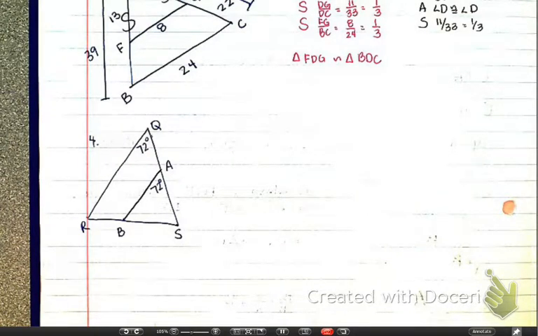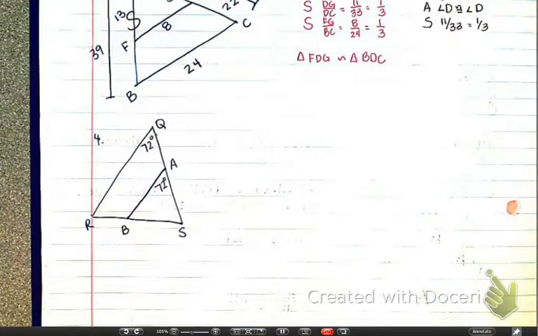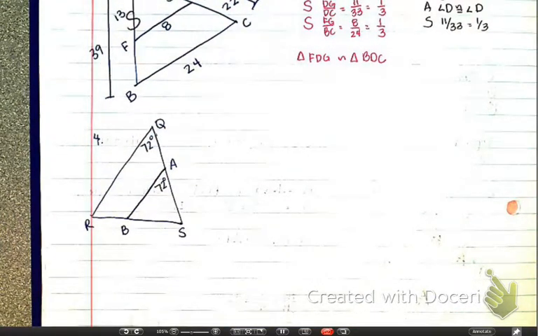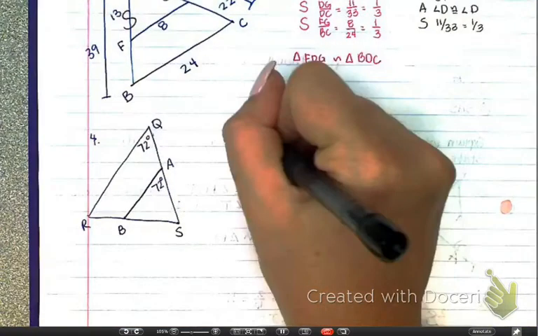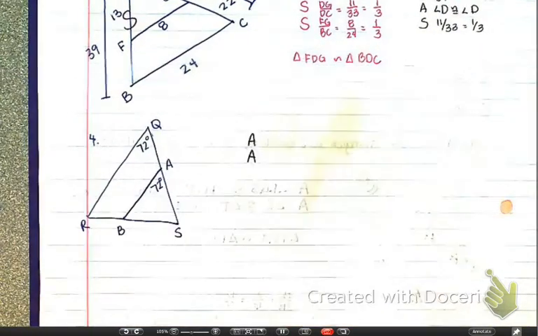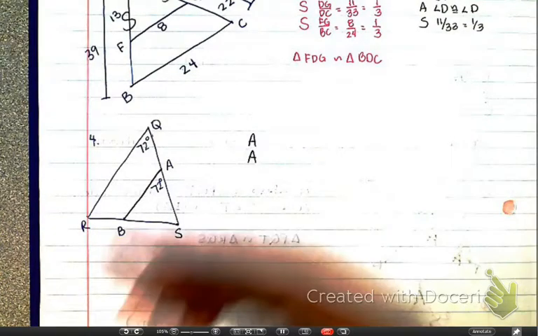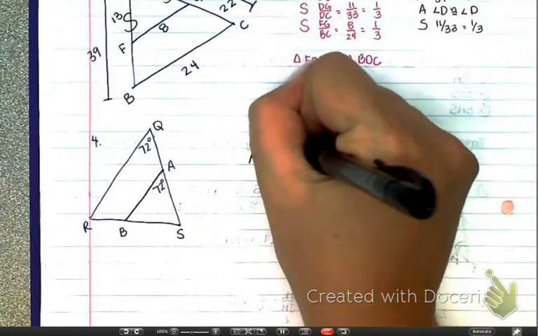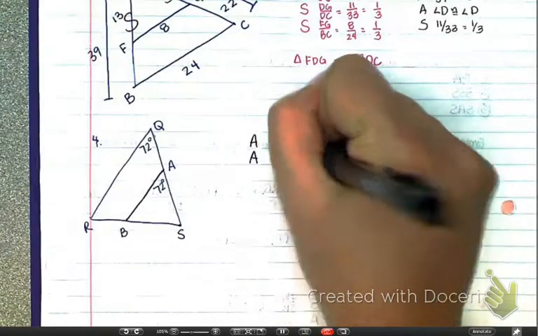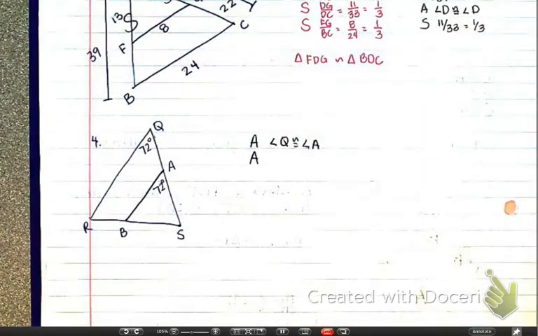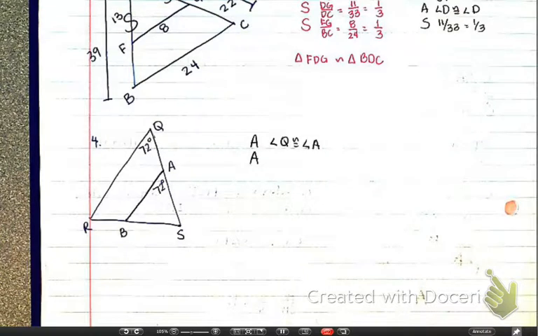At first glance, what do you think you're going to use here? Angle, angle. Why? Well, I see angles. Do I see anything about sides? Nope. So I'm probably going to use angle, angle. Which one's obvious? Angle Q and angle A? Angle Q is congruent to angle A, and we know that because they're both 72 degrees.